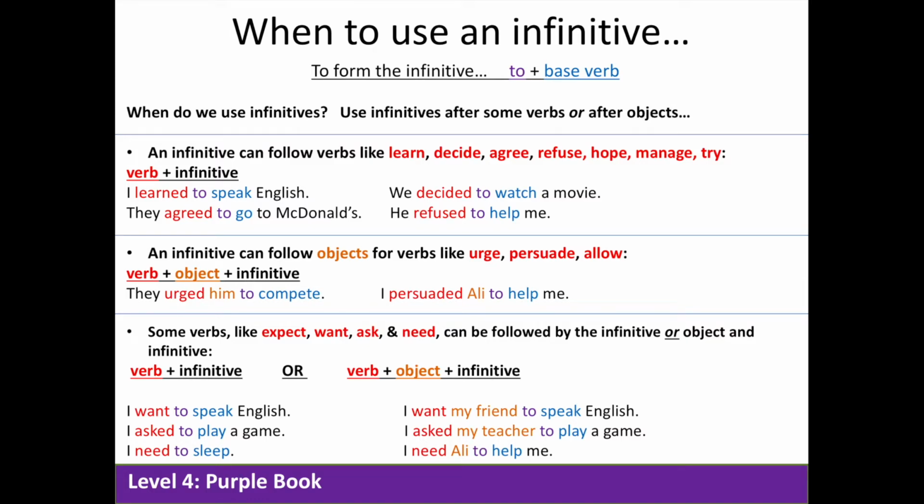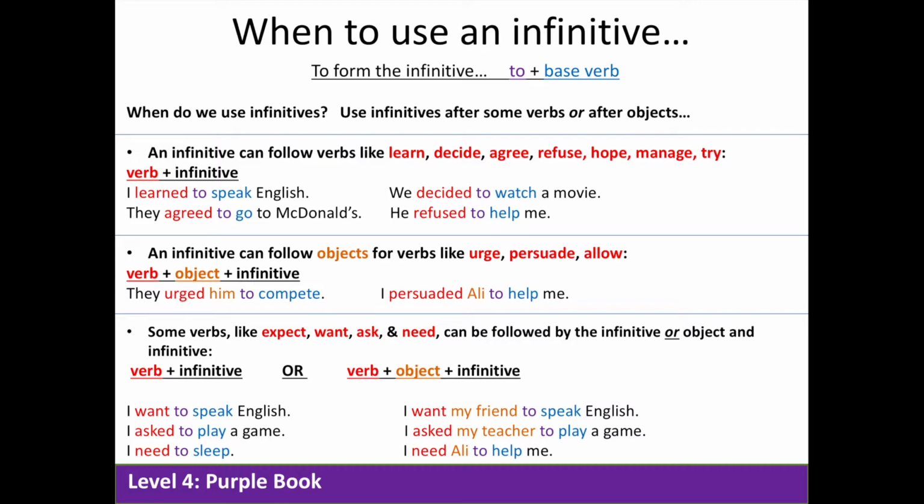We've studied infinitives before, so we should remember that the infinitive is simply the preposition to followed by the base verb. We'll use infinitives after some verbs or after some objects. For example, we use an infinitive to follow verbs like learn, decide, agree, refuse, hope, manage, or try. Again, in these statements, we have a verb followed by the infinitive.